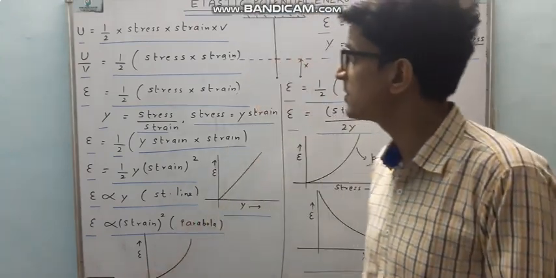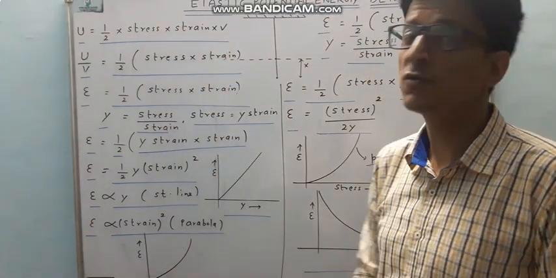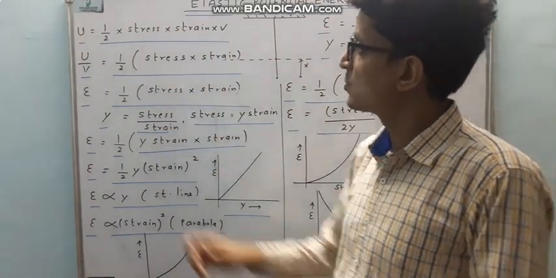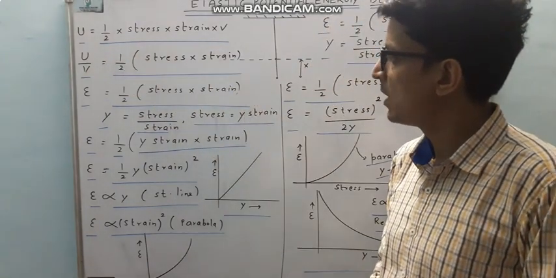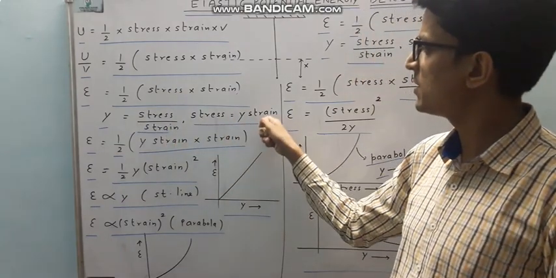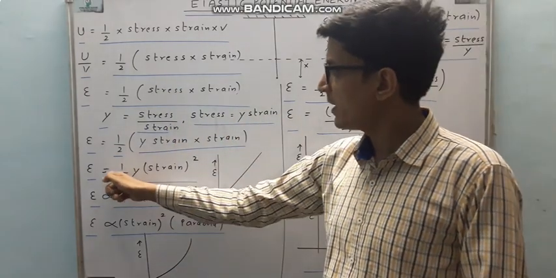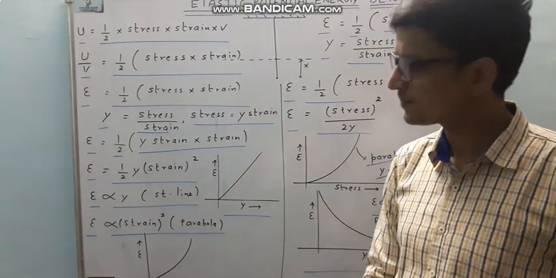So the expression for the stored potential energy is half into stress into strain into volume. So energy per unit volume will be half into stress into strain. Now we know that Young's modulus is stress upon strain. So stress will be Y into strain. So we can write energy density is equal to half Y into strain square.